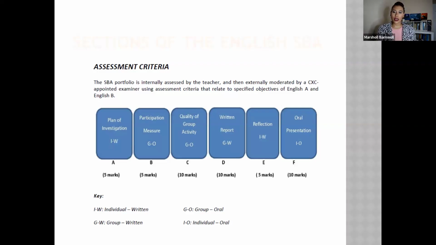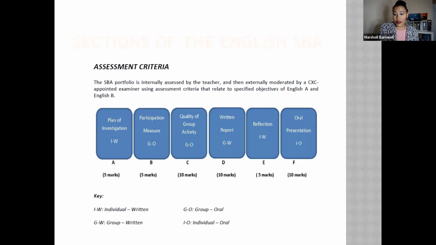So the first thing that we usually do is collect our group, right? Create our group, decide who you want to work with based on their work ethic and so on, so that when it comes to the quality of group activity, all individuals can receive a maximum of 10 marks for how they would have contributed within the group to their individual portfolios, if that makes any sense.